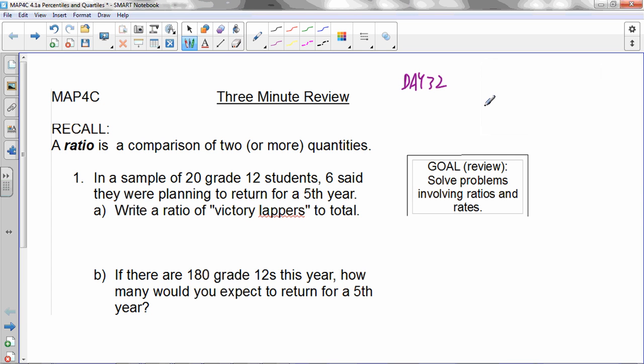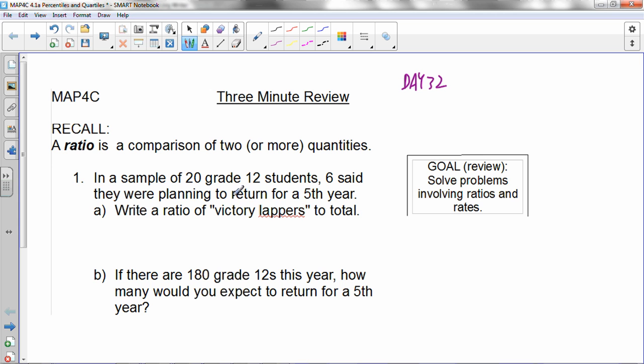This is MAP4C day 32. This is the first day of Unit 4, and Unit 4 is on statistical literacy, kind of going on with what we did last chapter on two variable stats. The 3-minute review is a couple of old things here. Solving problems involving ratios and rates, very old stuff.